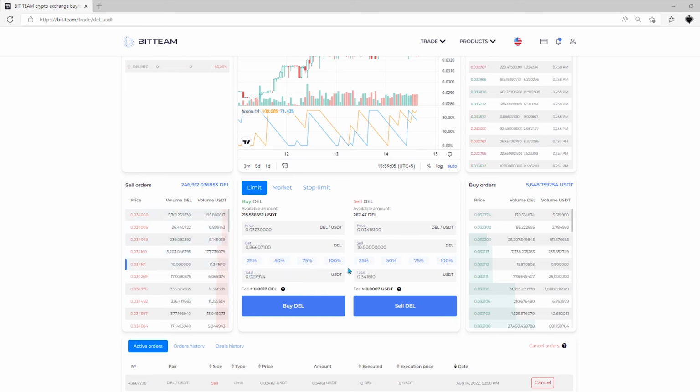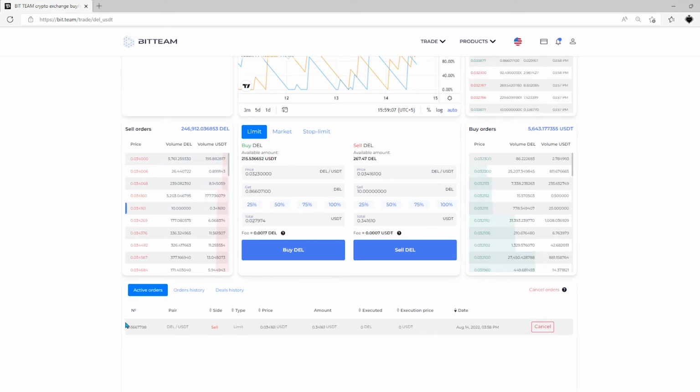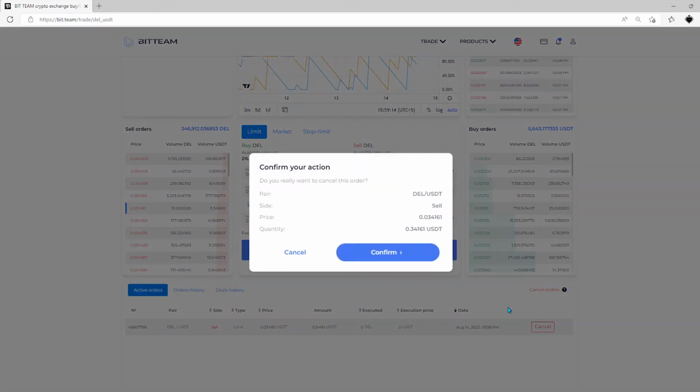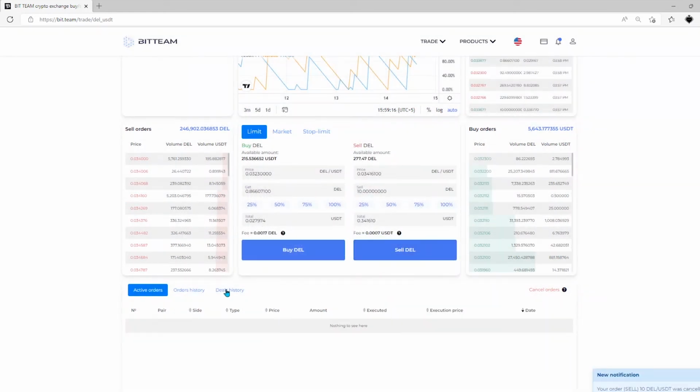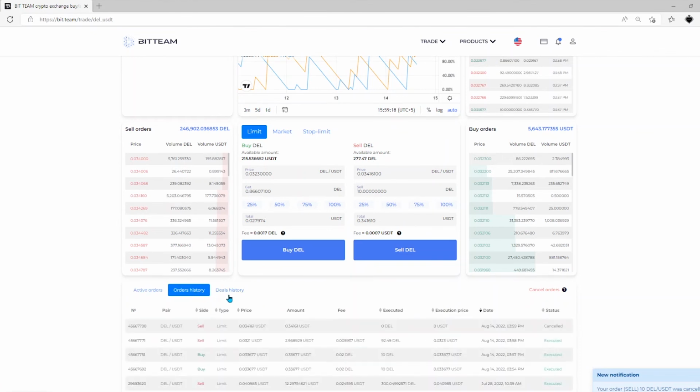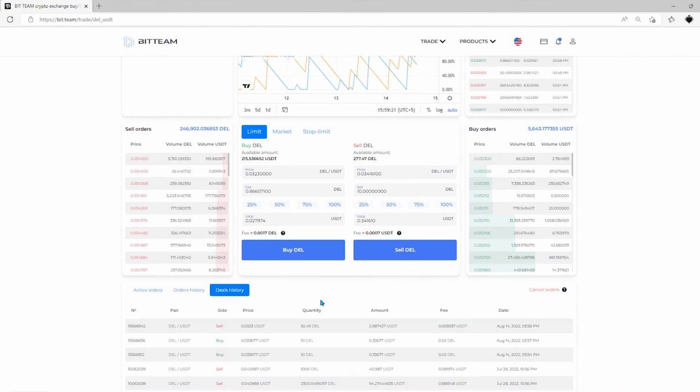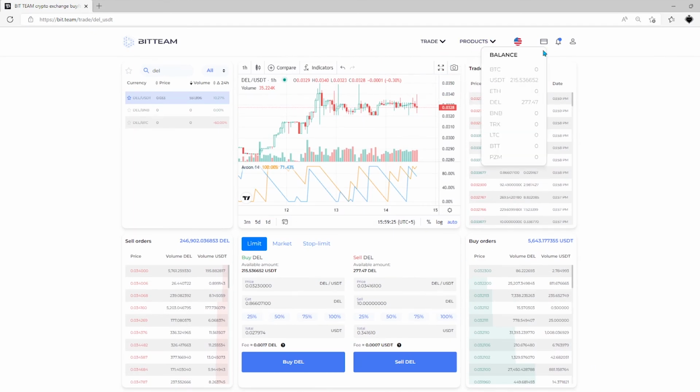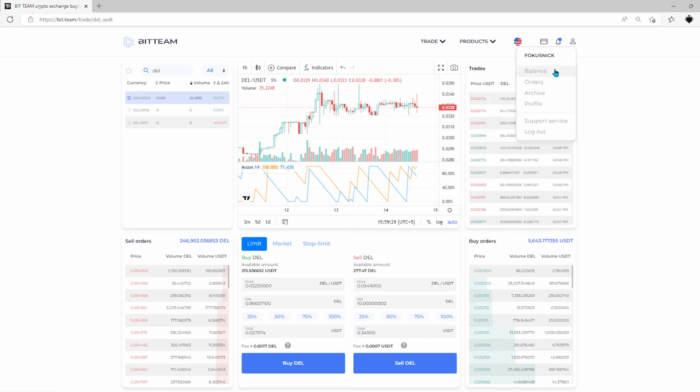Below on the page, your active orders are displayed in the corresponding block, where you can observe the partial execution of the order and also cancel them. In addition, the history of orders and the history of transactions are located in the tabs of the same name. All purchased cryptocurrency is immediately displayed on your balance. You can see it by clicking on the profile icon.